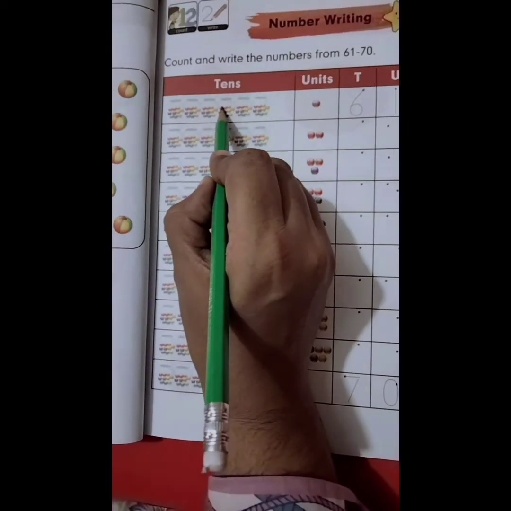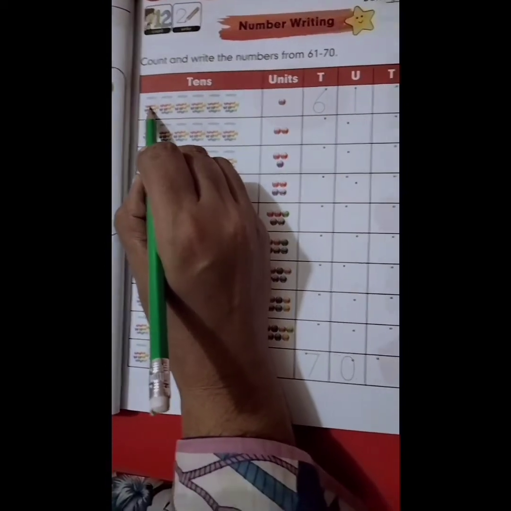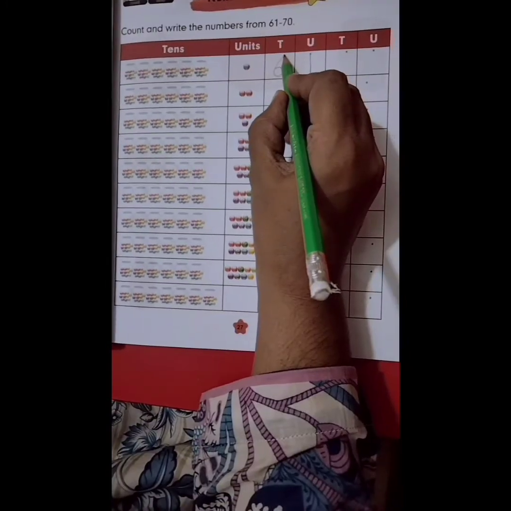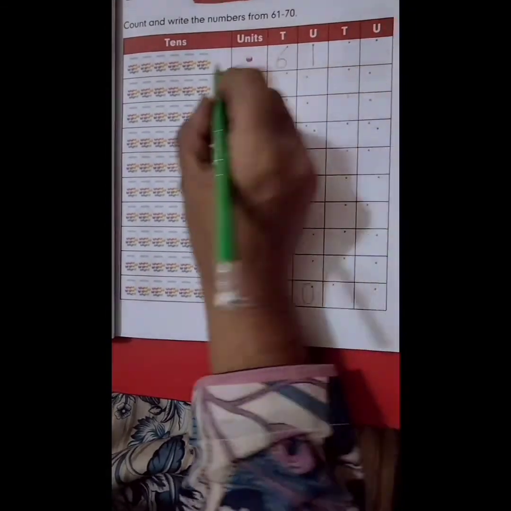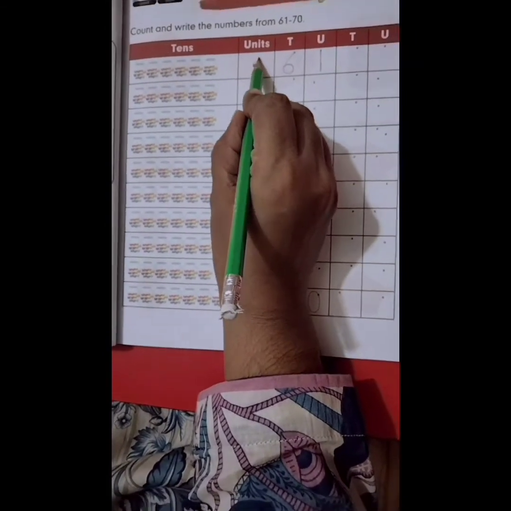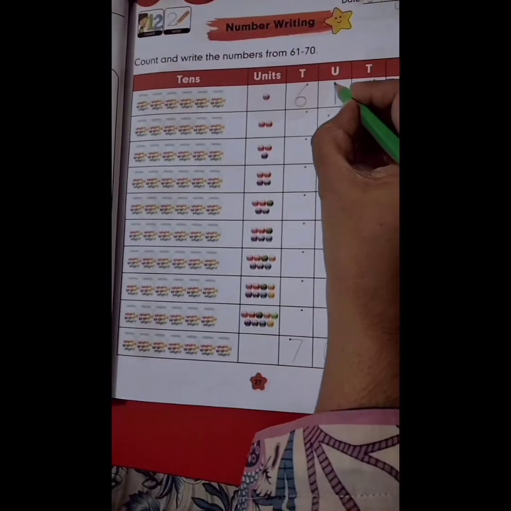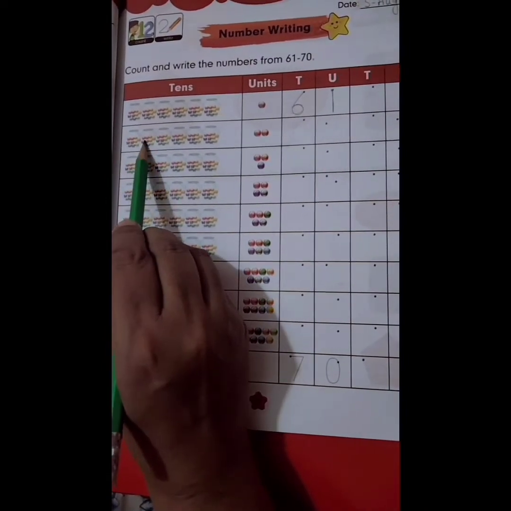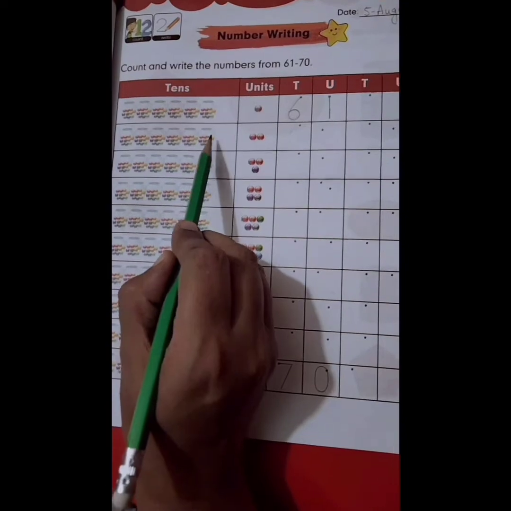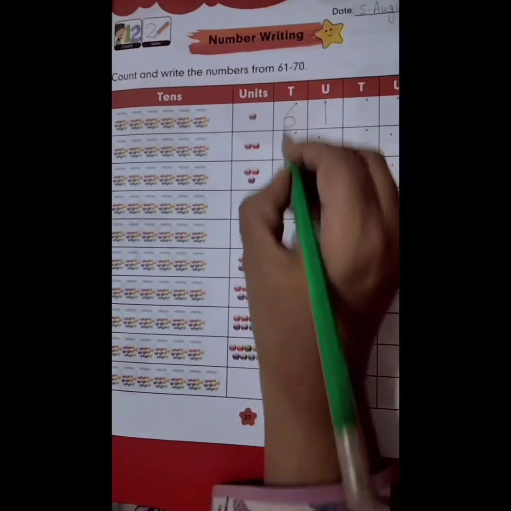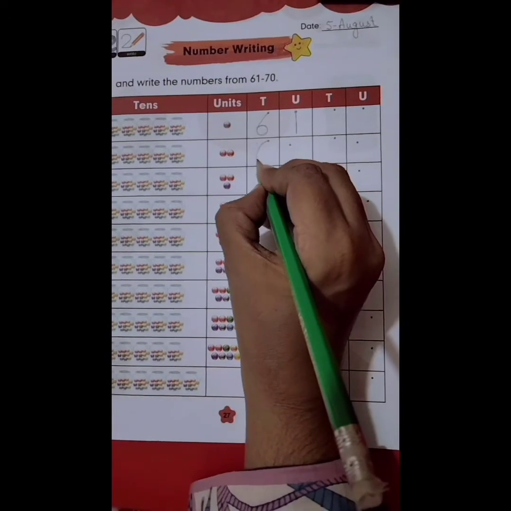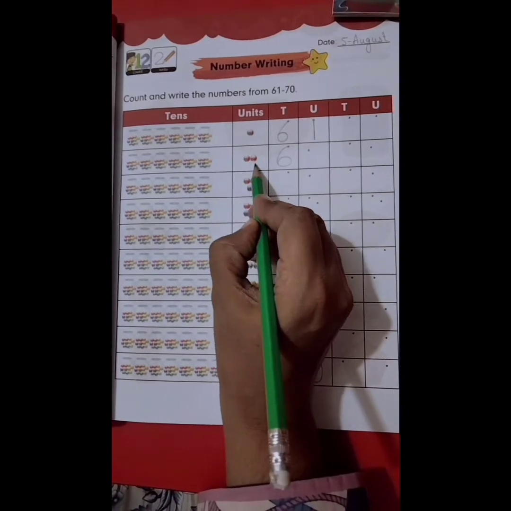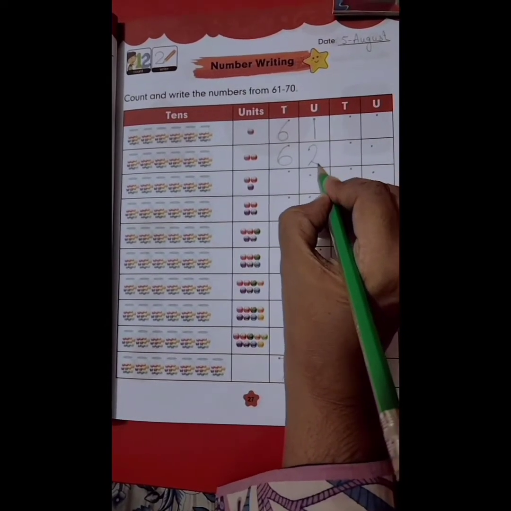1, 2, 3, 4, 5, 6. We have to write here 6 in the tens column. Now count the units. How many units are there? 1. So we have to write here 1. How many jars are there? Count it. 1, 2, 3, 4, 5, 6. 6 jars in a tens column. So we have to write in the tens column 6. How many units are there in the unit column? 2. So we have to write 2.